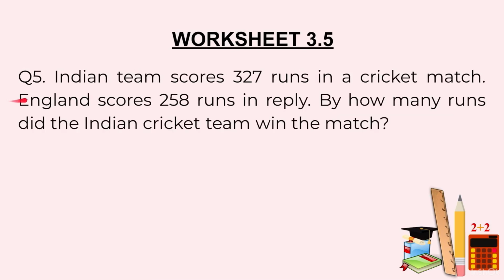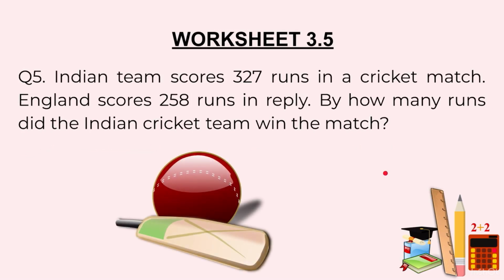Question 5. Indian team scores 327 runs in a cricket match. England scores 258 runs in reply. By how many runs did Indian cricket team win the match? Now this question is about a cricket match. They have told about the runs scored by Indian team and the runs scored by the England team. We have to find out by how many runs did the Indian team win.